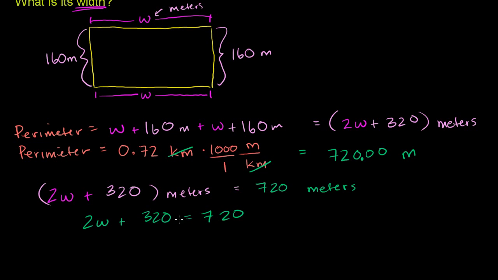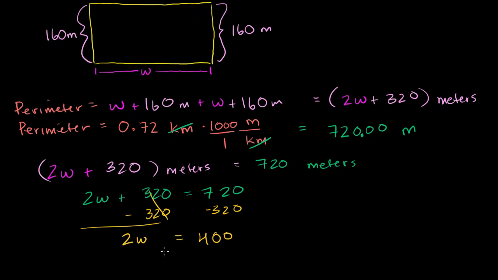We can subtract 320 from both sides of this equation. Remember, an equation says that this is equal to that. If we want them both always to be equal, whatever we do to the left-hand side, we have to do to the right-hand side. So we subtract 320 from both sides. The left-hand side, that cancels out. That's why we subtracted 320. And you just have left 2 times the width is equal to 720 minus 320, which is 400.